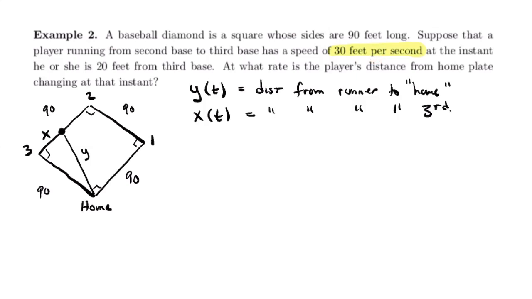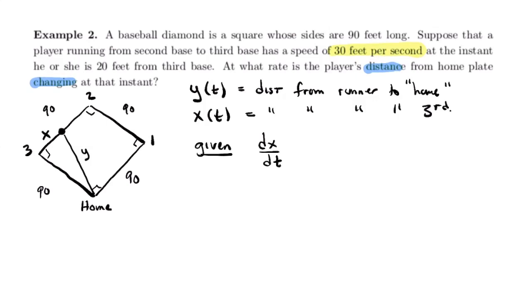What do we want to know? We want to know how fast the distance is changing. So that's another buzzword, changing. How fast is a distance changing? That's a rate. So if I start translating that into calculus language, what were we given? We're given the rate of change of x. We're told how fast that distance is changing, 30 feet per second.